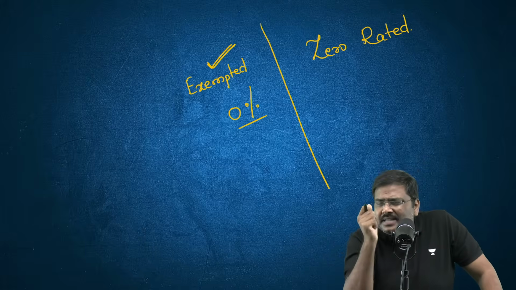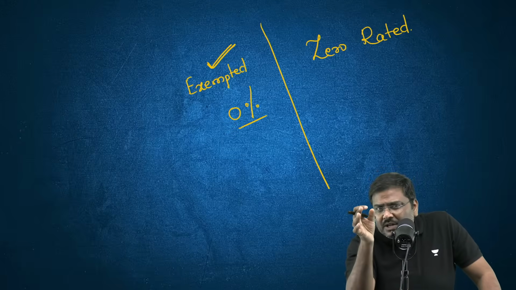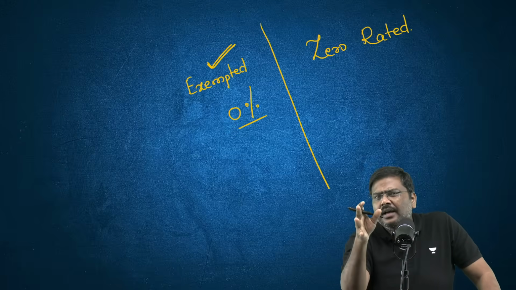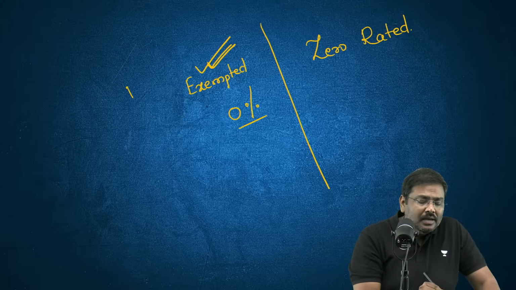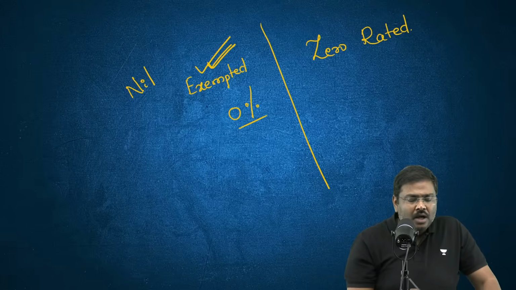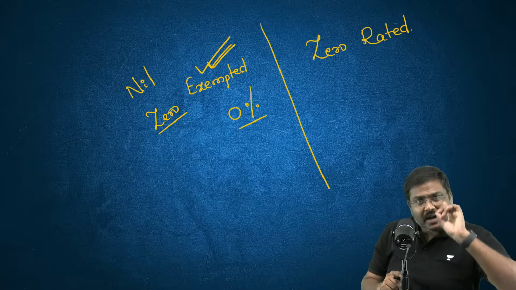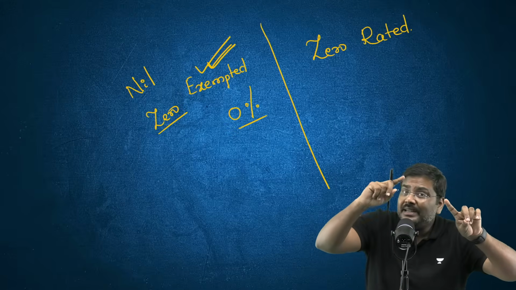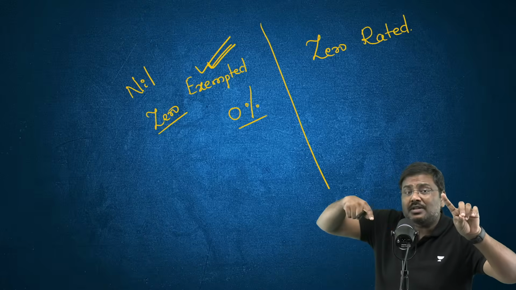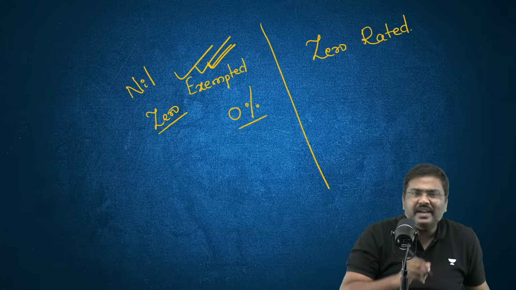If you have listened to the finance minister very carefully, if you have read the newspaper articles very carefully, they will mention it is exempted or tax rate is nil or tax rate is zero. That is, on the product that you sell, the tax rate will be zero. But it doesn't mean that inputs will also attract 0%.